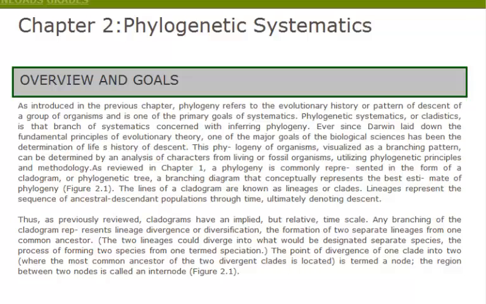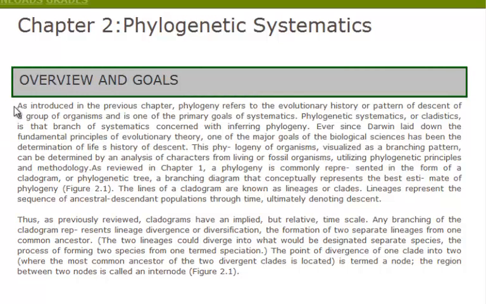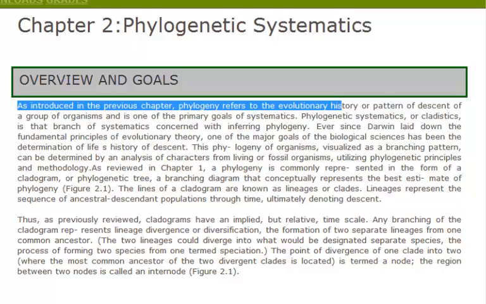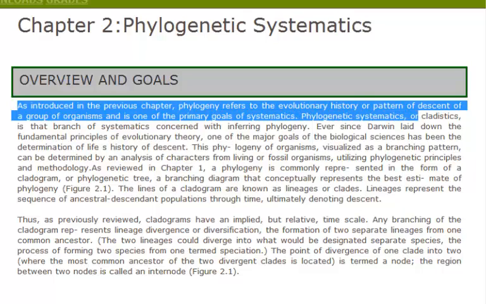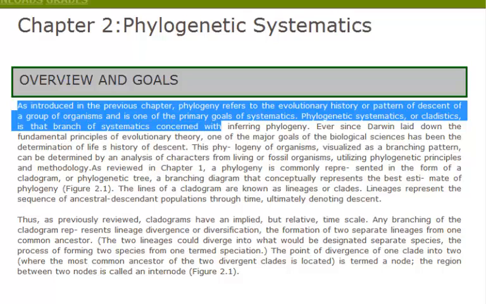Chapter 2, Phylogenetic Systematics. Overview and Goals. As introduced in the previous chapter, phylogeny refers to the evolutionary history or pattern of descent of a group of organisms and is one of the primary goals of systematics. Phylogenetic systematics, or cladistics, is the branch of systematics concerned with inferring phylogeny.